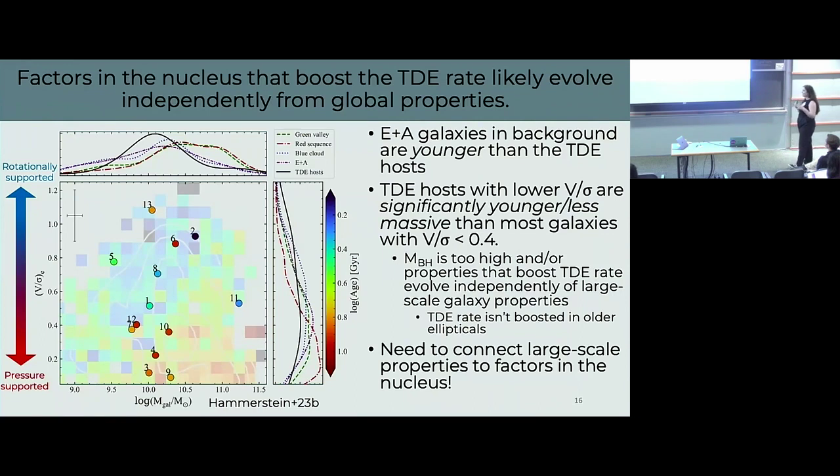So this could be telling us a few different things. Either the black hole mass in these galaxies here is too high to produce an observable TDE flare, or something is happening in the nucleus of the galaxy, and the factors that boost the TDE rates evolve independently of these large-scale galaxy properties. And this could be hinting at the reason why we don't see TDEs in these older ellipticals despite having similar global properties. It can be very difficult, though, to actually connect these global properties to factors in the nucleus that are directly affecting the TDE rate. So we definitely need to do a little bit more work there.